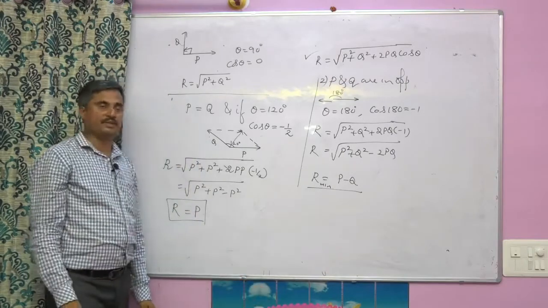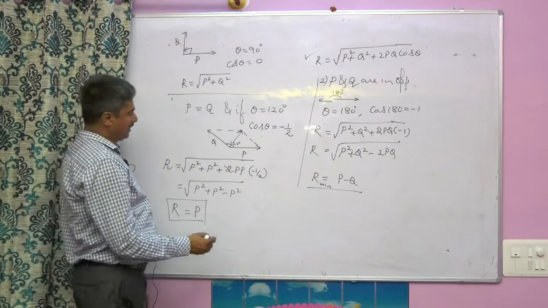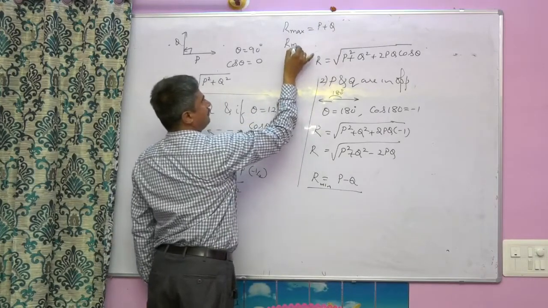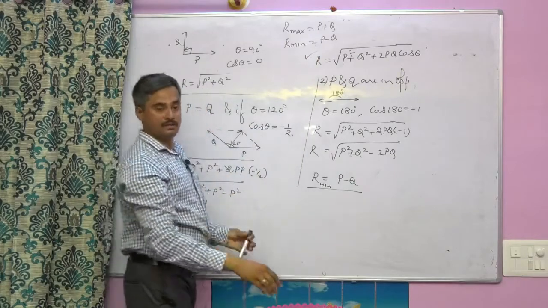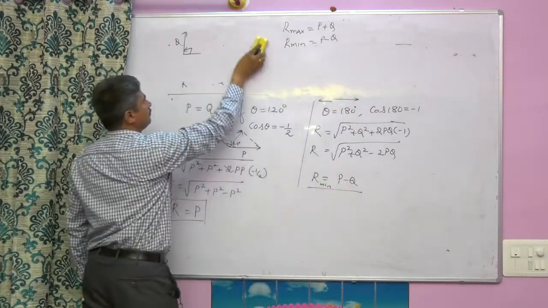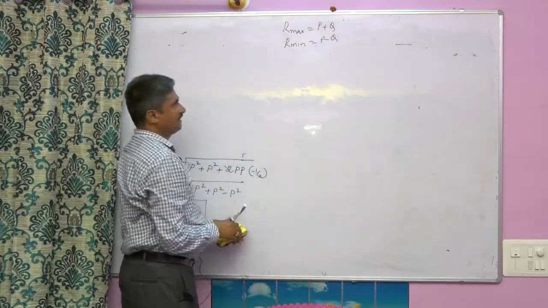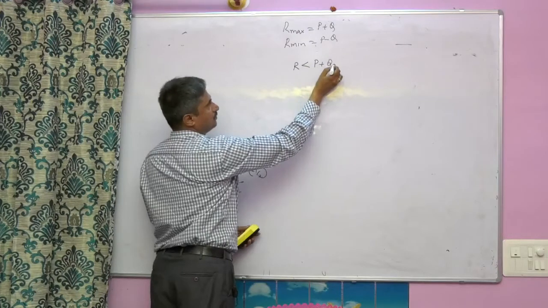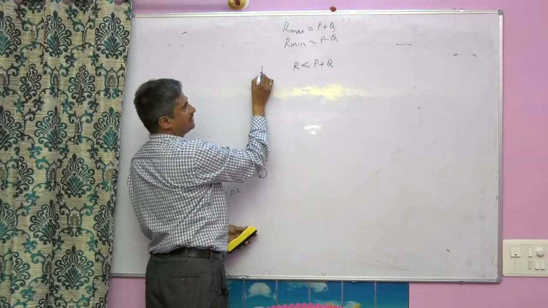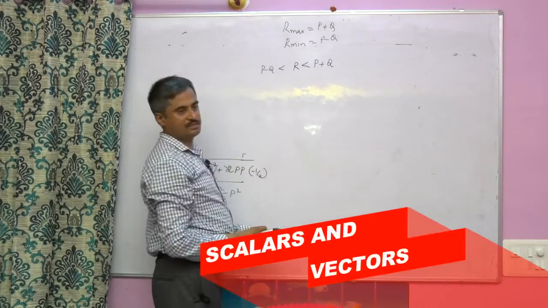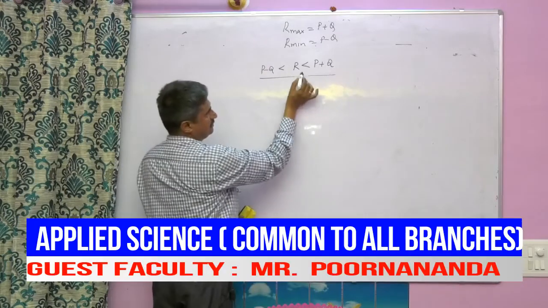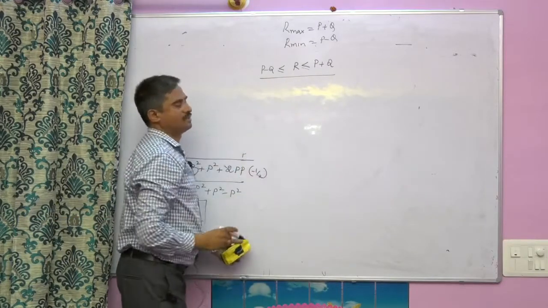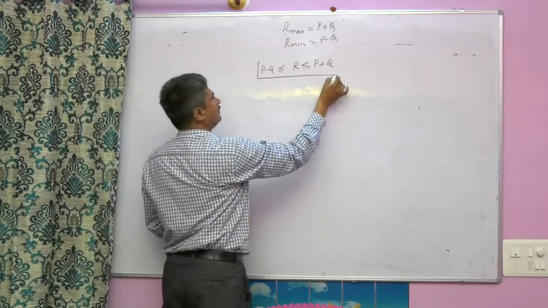Now we come to a very important point. Here R maximum I said is P plus Q, and R minimum I said is P minus Q. Therefore, the resultant for any two vectors P and Q always lies between P plus Q and P minus Q. Therefore, I can write R is less than or equal to P plus Q, and R is greater than or equal to P minus Q. So, if theta is 0 degree, R equals P plus Q. If theta is 180, R equals P minus Q. So this is an important formula.